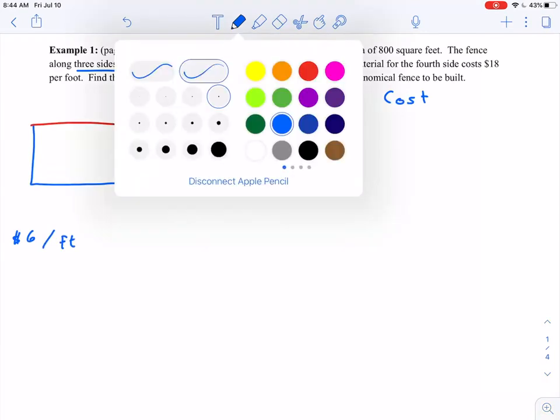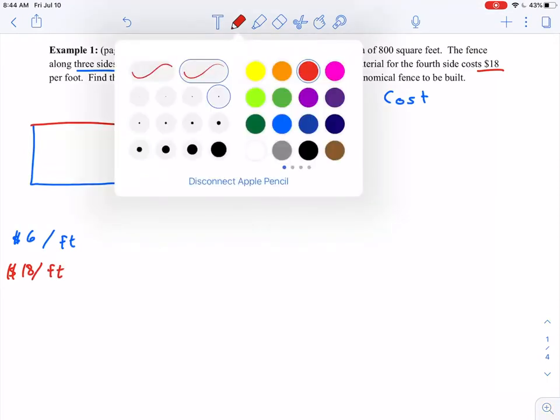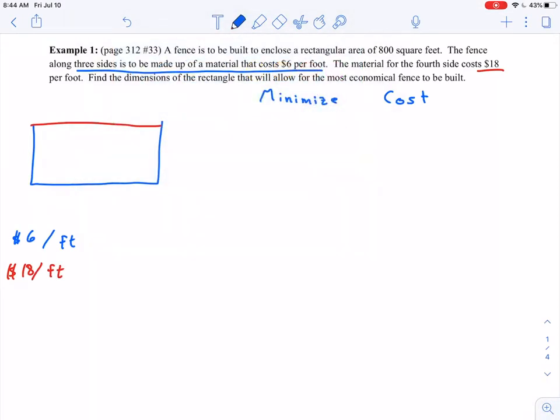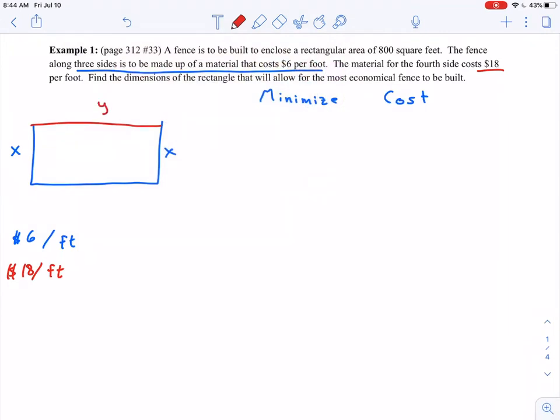And then that red side right there, we'll say that is the $18 per foot for that fourth side. 18 per foot. And we should probably give these variable names so that we can talk about them. We don't know the dimensions, that's what we're trying to find, so that'll also help us talk about these. How about we call this x and x, and then the other dimension I will call y and y. So okay, we have our variables.